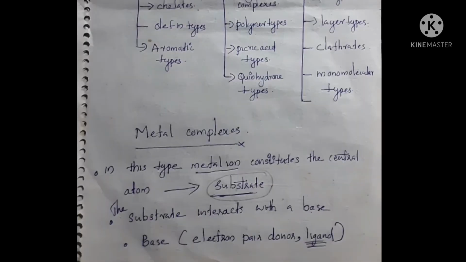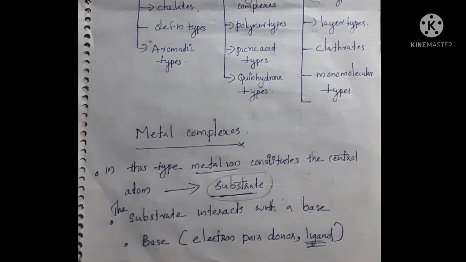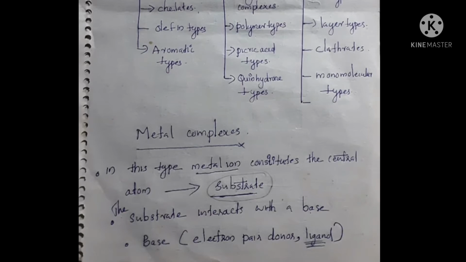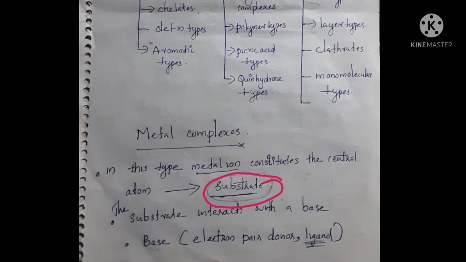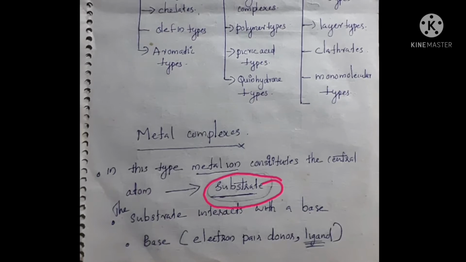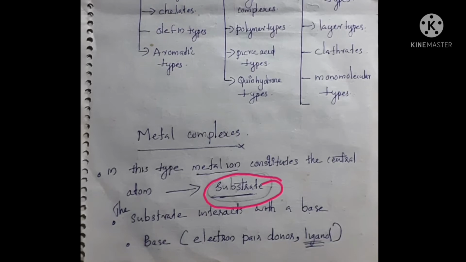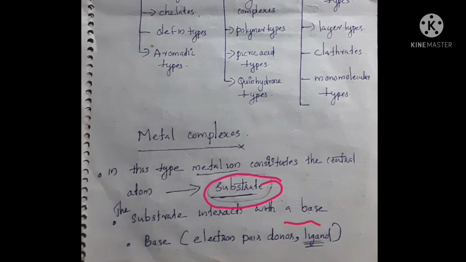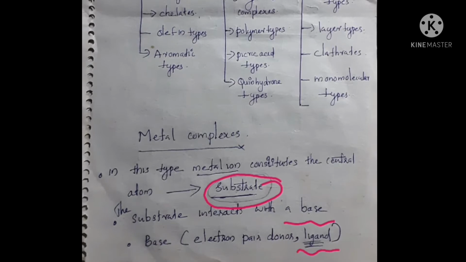Now let's discuss metal complexes. What are metal complexes? In this type of complex, a metal ion constitutes the central atom, which is known as the substrate. This substrate interacts with a base which is called a ligand. This ligand is an electron pair donor.